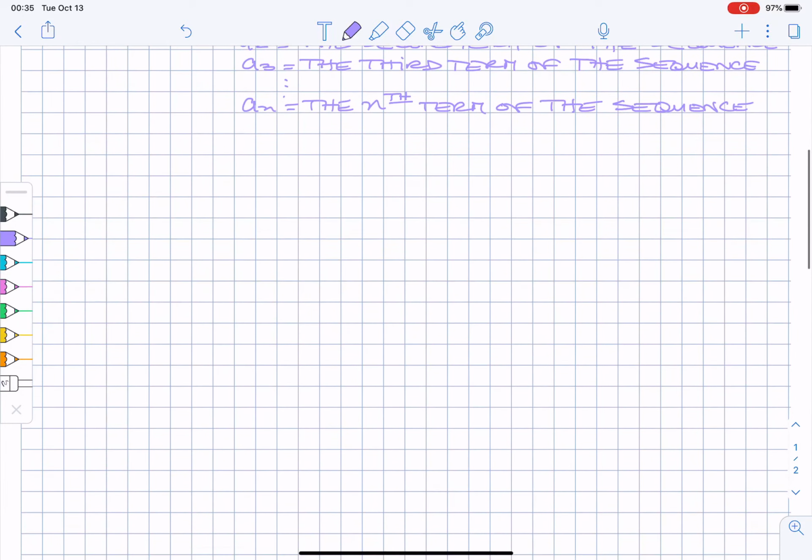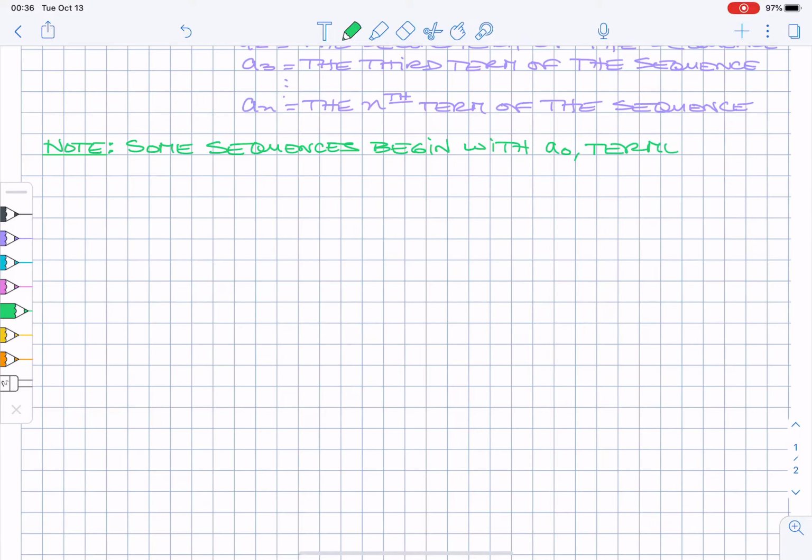Okay, so let's note something before I do an example about where we start. Some sequences begin with a sub 0, termed the initial term.